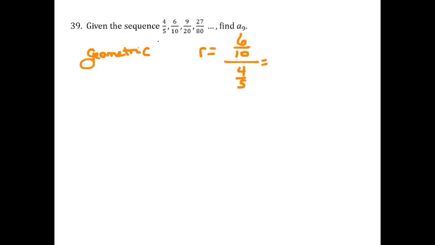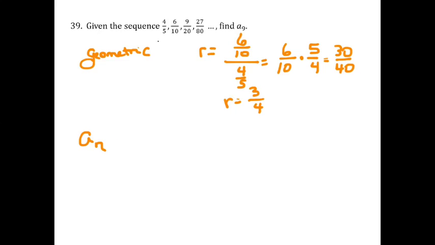So I'm dividing fractions, and so I'm going to multiply by the reciprocal, 6/10 times 5/4. And that would multiply out to be 30 over 40. And so it looks like my common ratio is 3/4. Common ratio of 3/4. So now we're ready to find that 9th term.